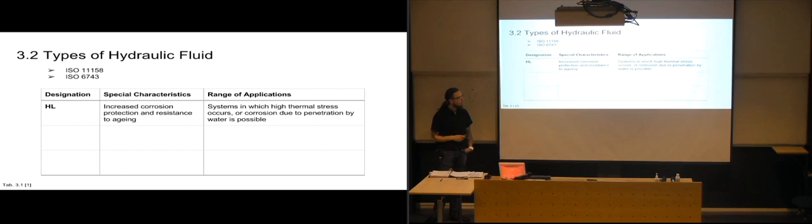Yeah, I think we can look at the range of applications first before we do the break. So, systems in which high thermal stress occurs. Basically, if you are using it in an engine, for example, you would want to use it. If you have hydraulic systems that are close to a heat source or anything, then you would get high thermal stress, so you would want to use this kind of oil in it. Or corrosion due to penetration by water. If that is possible, then you would want this one, so it can withstand water penetrating into the oil.